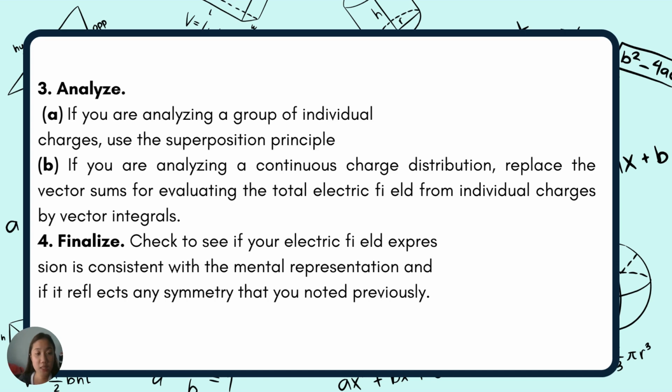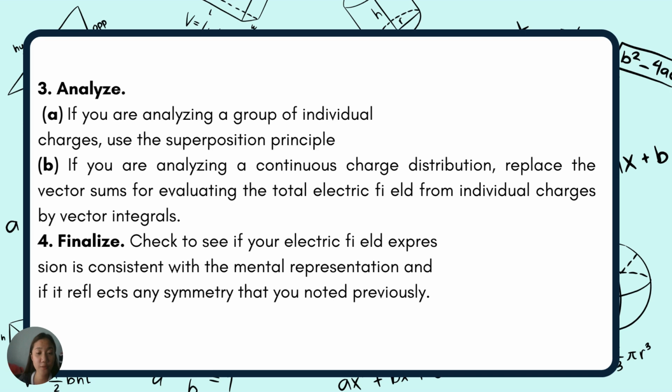B, if you are analyzing a continuous charge distribution, replace the vector sum for evaluating the total electric field from individual charges by vector integrals. The charge distribution is divided into infinitesimal pieces, and the vector sum is carried out by integrating over the entire charge distribution.